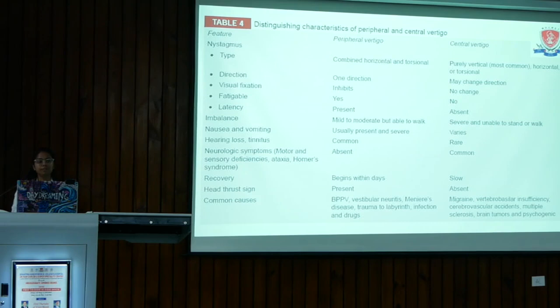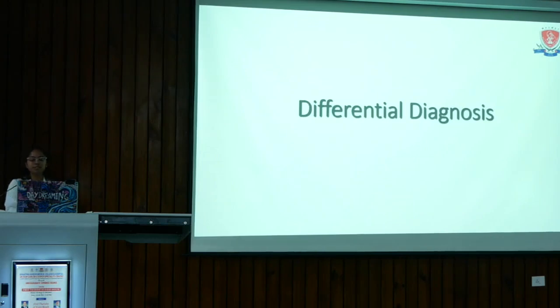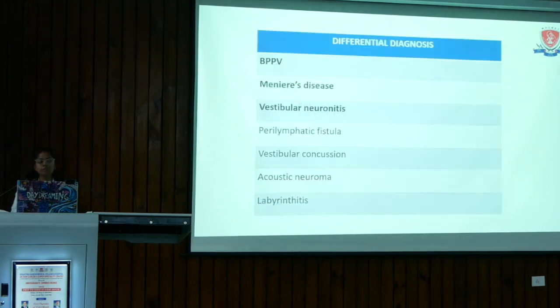The common causes of peripheral vertigo include BPPV, vestibular neuritis, Meniere's disease, trauma to the labyrinth, infections and drugs, whereas those of central vertigo are migraine, vertebrobasilar insufficiency, cerebrovascular accidents, multiple sclerosis, and brain tumors. Now, let's see what different differentials can be made for a patient presenting with peripheral vertigo. BPPV, Meniere's disease and vestibular neuronitis, these three are the most common that we see clinically. The other differentials include perilymphatic fistula, vestibular concussion, acoustic neuroma and labyrinthitis. The above three we shall be discussing in detail in the upcoming slides.